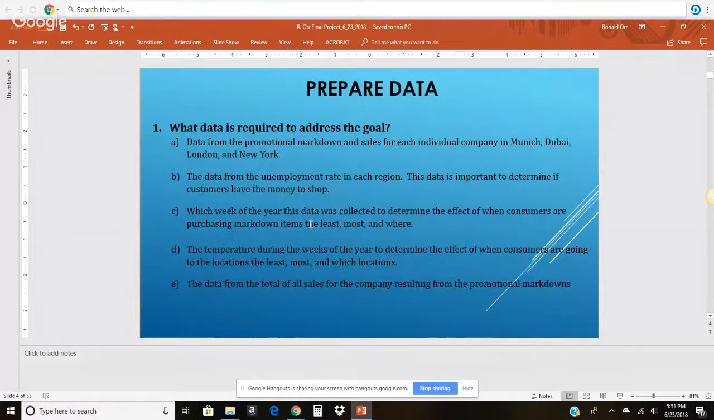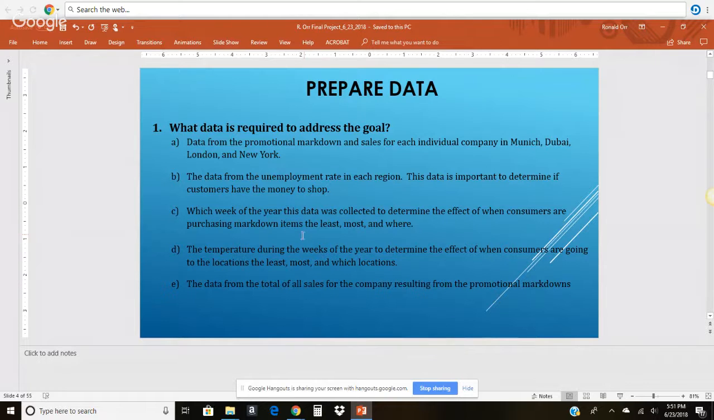So what data did I have to use to address this goal? Well, there were a lot of different variables that I could have taken to evaluate the importance of the company and these markdowns within these regions. But based on looking at the data, basically piece by piece, variable by variable, I chose the data from the promotional markdown and sales for each company, and the data from the employment rate in each region. The data is important to determine if customers have the money to shop, so why not?